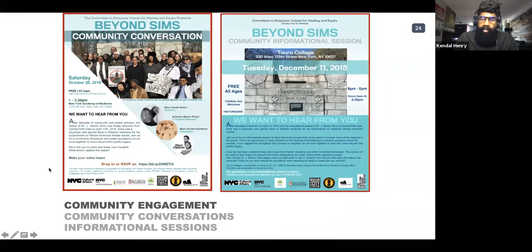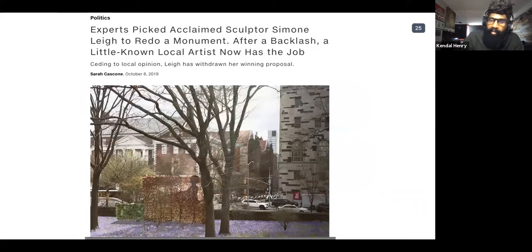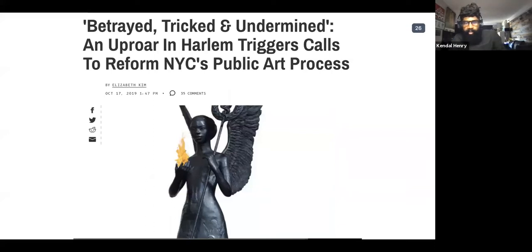And so this now erupted into a bit of a controversy. I'm not going to go into it too much, but you could see a lot of headlines in a lot of the newspapers, and we could get into that later. It's like: experts picked acclaimed sculptor Simone Lee to do a monument, after backlash a little-known local artist now has the job. A lot of the articles weren't very correct in exactly what happened, but again, that's something one has to contend with. And: betrayed, tricked, and undermined, an uproar in Harlem triggers calls for reform in New York City public art process.